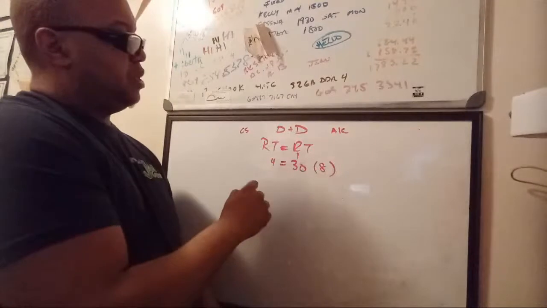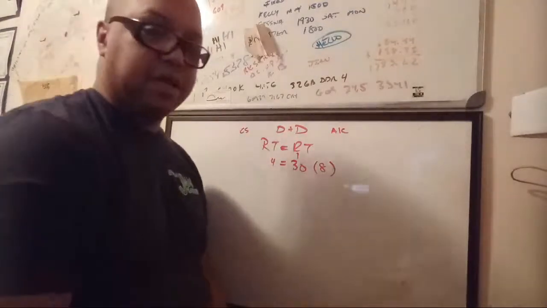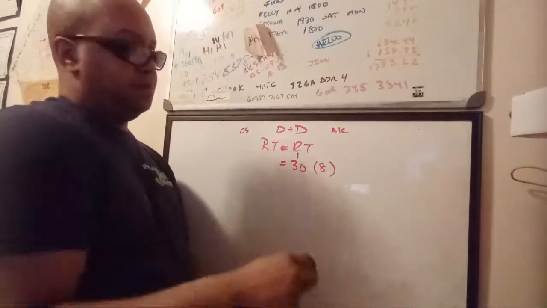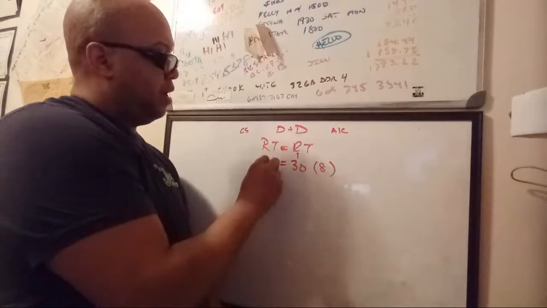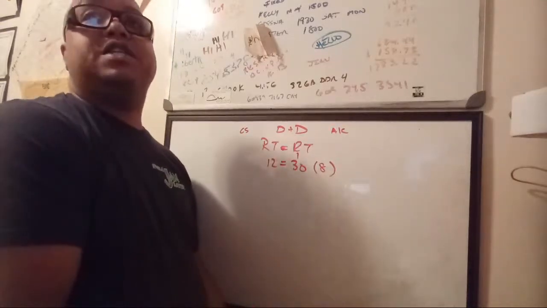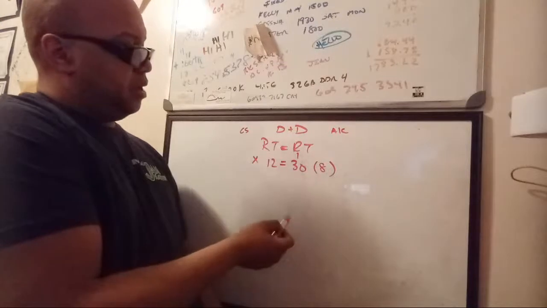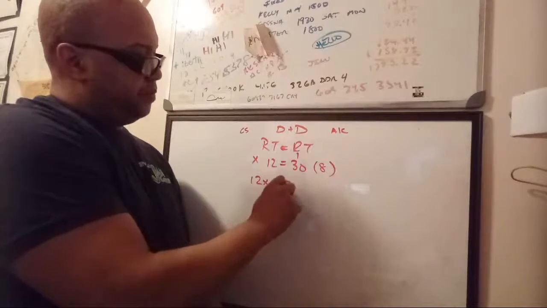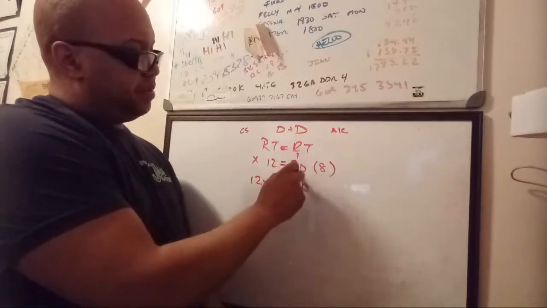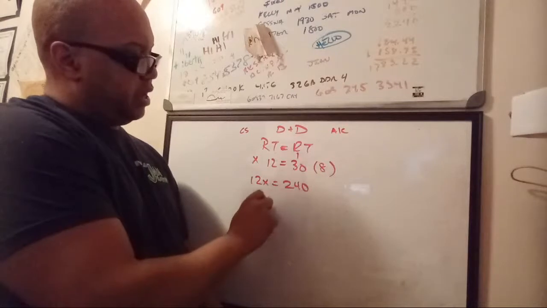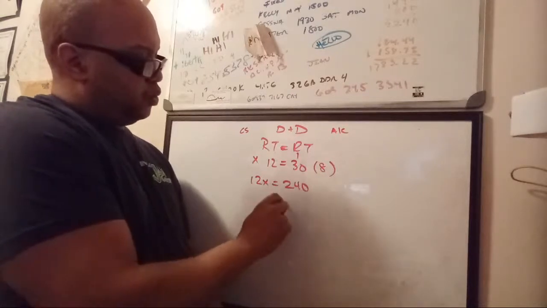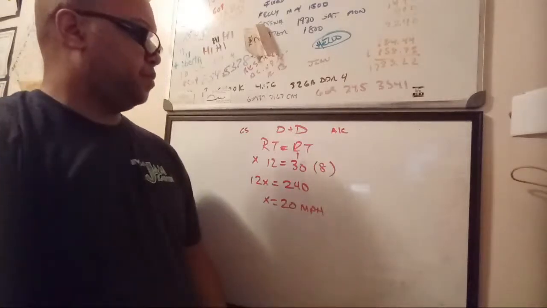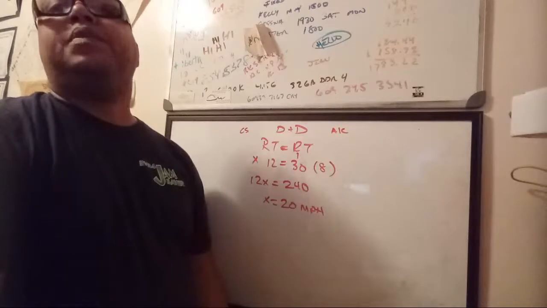All right. So how much total time has the container ship been traveling? That would be 12. Yeah, there you go. And what was the container ship's average speed? So that's X. We don't know. So I would rearrange this so it looks more math friendly. 30 times 8 is 240, so 12X equals 240. X equals 20 miles per hour. And that is the answer to the question.